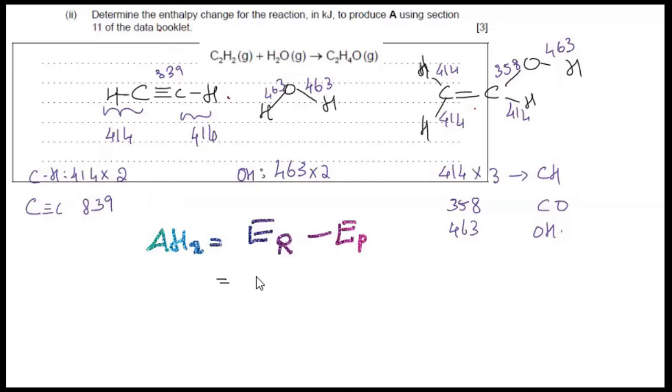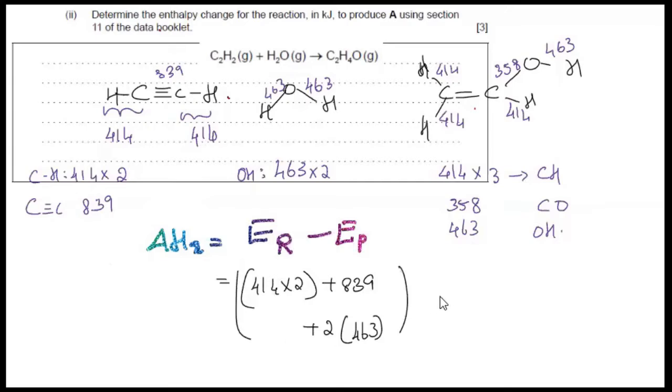So that would be 414 times 2 plus 839. So we have written the values for ethyne. Now we have the water molecule, so that would be plus 2 times 463. Coming to the product side, this has to be added and further subtracted from the reactant data. So here it is 414 times 3 plus 358 plus 463.